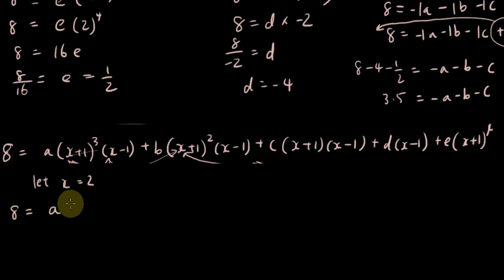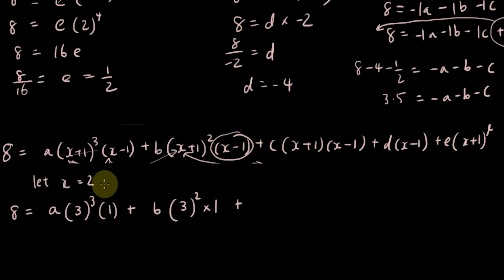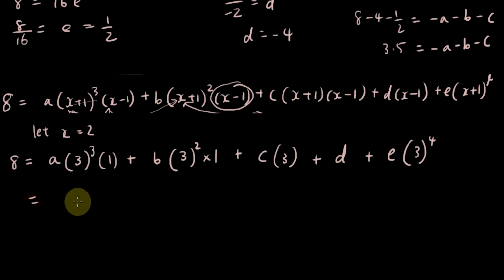So then we have a, 2 plus 1 is 3, so that's 3 cubed. 2 minus 1 is 1. And then I have b times, again, 3 squared, times 1 again, because 2 minus 1 is 1. So wherever you have x minus 1, that's going to give you 2 minus 1, which is 1. So then I have c times 3 plus d plus e times 3. 2 plus 1 is 3 to the power of 4. Okay, so then we're going to keep going.